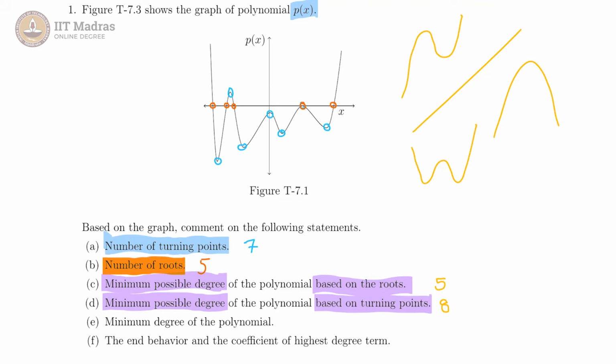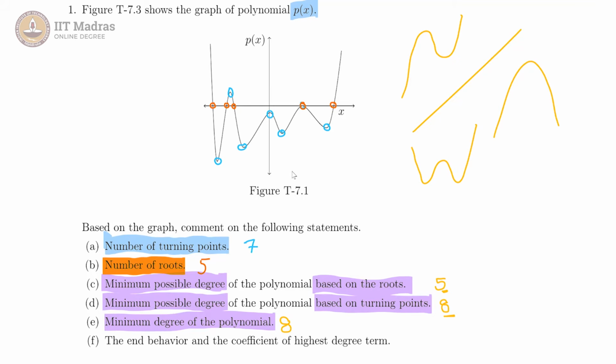Now what would be the minimum degree of the polynomial given all the information we have? Then you know that it has to be at least 8. The 5, which is on the basis of the roots, is a lesser number than 8, and we know already that it has to be at least 8. So the minimum degree of the polynomial should be the greater of these two, which is 8, because 6 and 7 and 5 are not allowed on the basis of turning points.